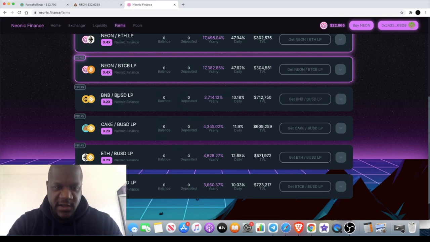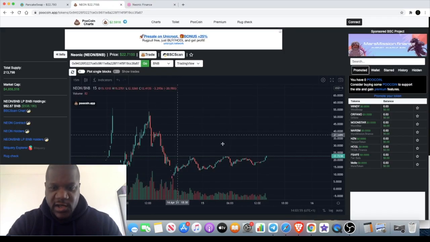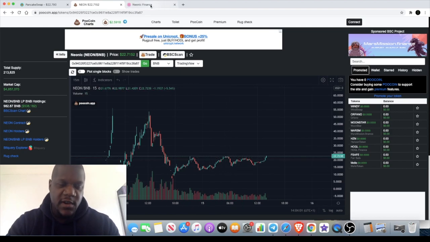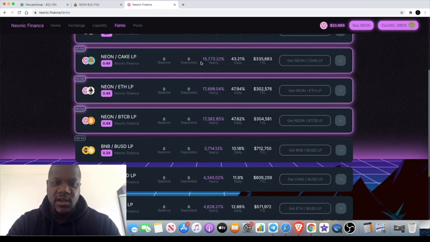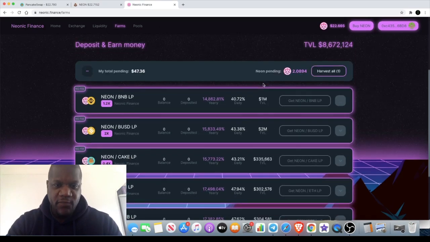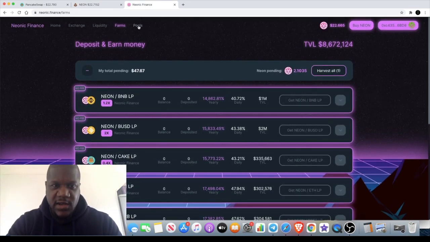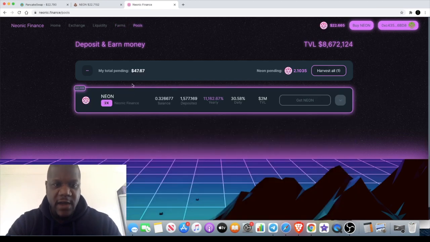I did take advantage of the BNB BUSD pool, okay, but obviously when the price chart is going down, you will suffer impermanent loss. So it's about just waiting until it comes back up if you do want to get out. So if you don't know about impermanent loss, you just need to go and do a little bit of research on that, okay? But you can just stake the token on its own without, you know, splitting it up into liquidity pool tokens and all that sort of stuff. You can just buy the Neon token and just stake it for 11,000% a year, 30% daily, right? And the price is going up.